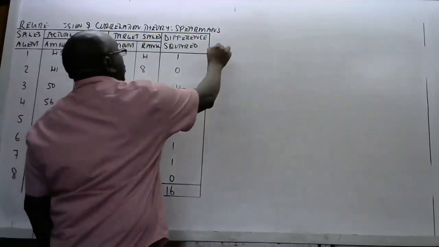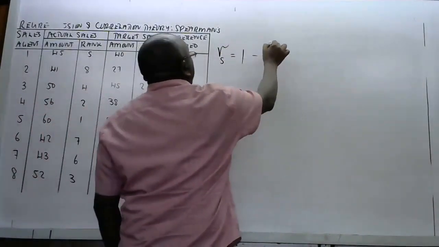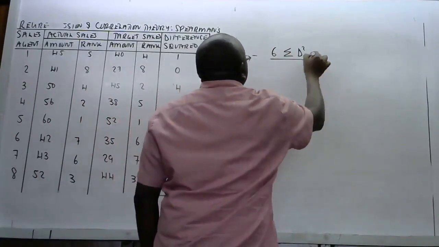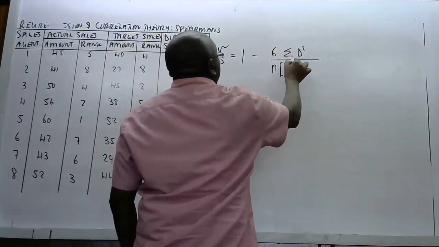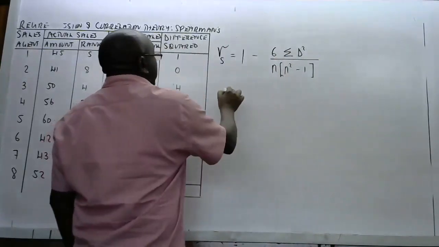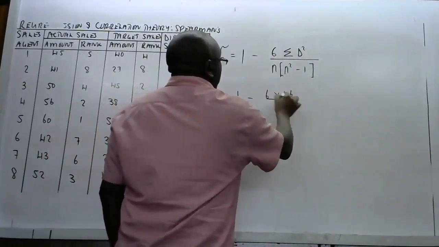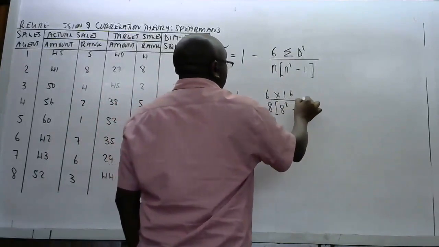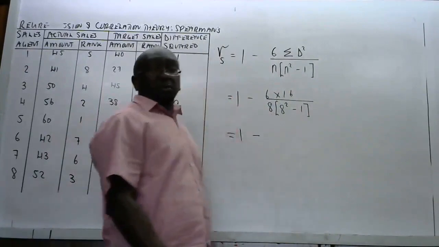So the next thing now is to apply the formula. It is Rs equals 1 minus 6 sum of d squared divided by n into brackets n squared minus 1. So this is 1 minus 6 times 16, divided by 8 into brackets 8 squared minus 1. And this becomes 1 minus. Give me 2 decimals.